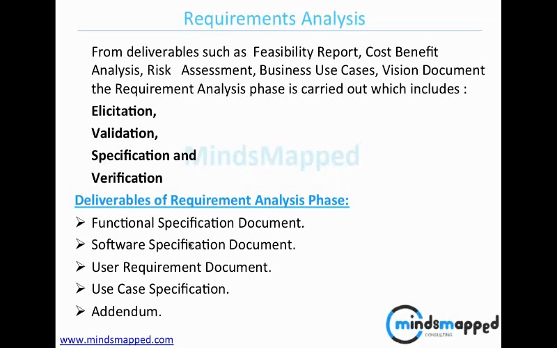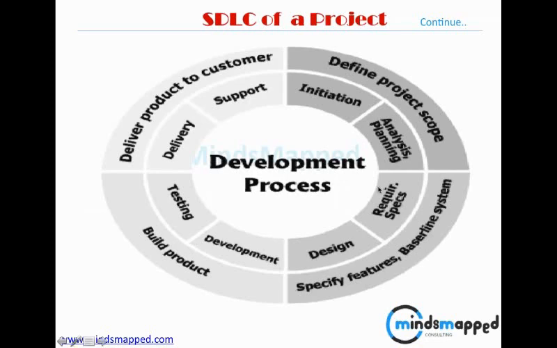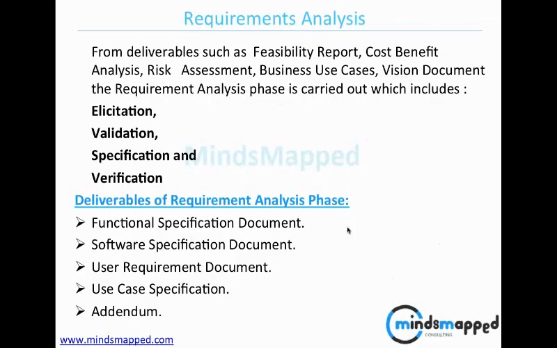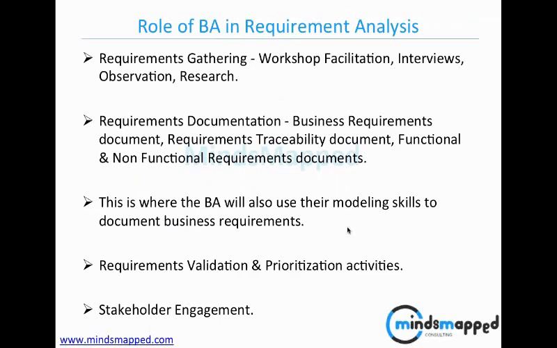But since we're talking about SDLC at a high level, when we talk about requirement specification, this is where BA performs this activity, where the requirements gathering happens, requirements detailing happens, and once the requirements are clearly validated and signed off by the business, it moves to the design team. So the role of BA in requirement analysis, everything has to be done by BA, right from gathering to understanding to documenting to modeling to getting it validated and prioritized. Any questions on requirement analysis?